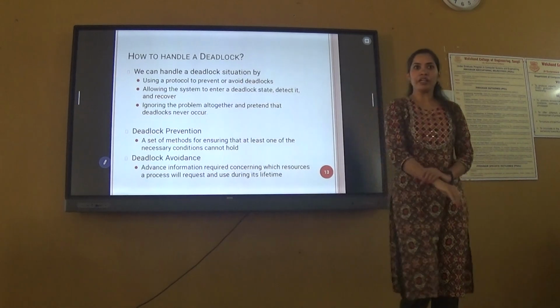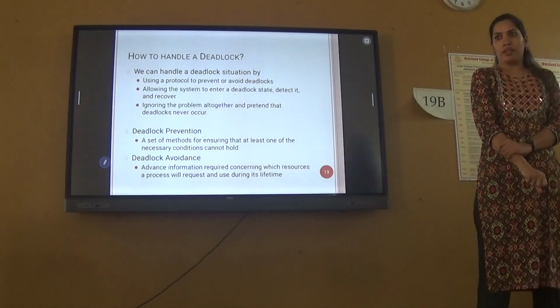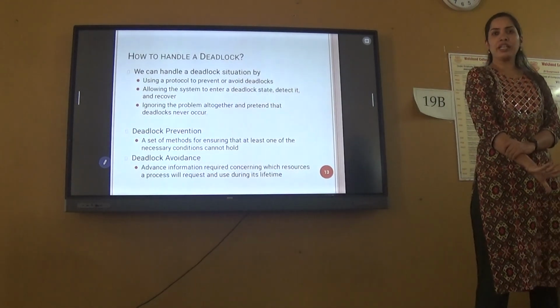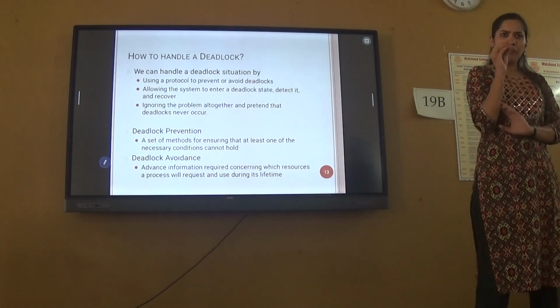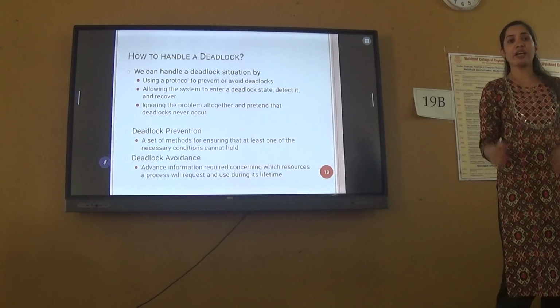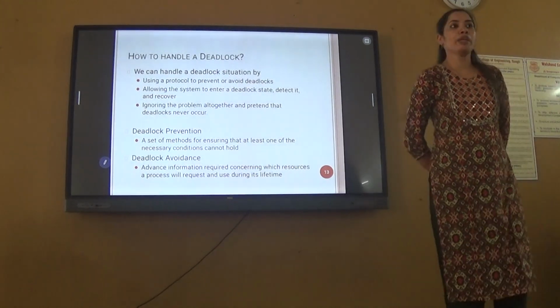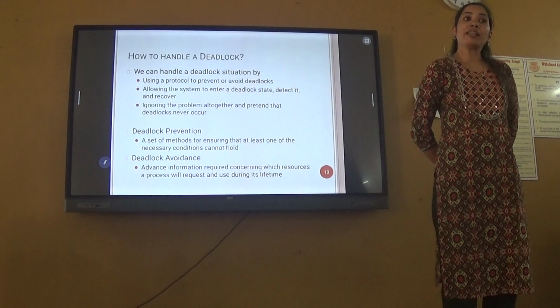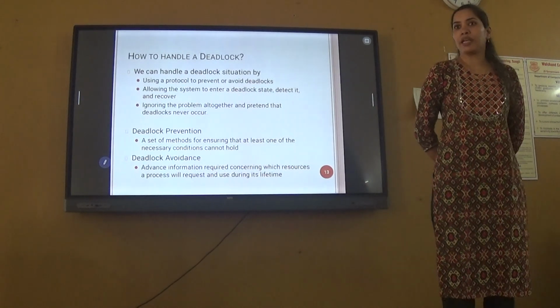Now, how can we handle a deadlock? Basically, the operating system actually ignores the deadlock. Why? Because handling a deadlock is given as a freedom to the developer itself. They, at their level, are doing the handling.